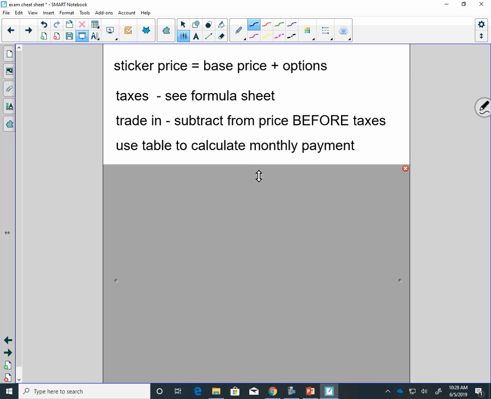Now we're going to pay for the car. How do you pay for the car? Just like paying for a house, there's the whole down payment thing. You subtract the down payment, but you're going to use the table. We gave you a table to calculate the monthly payment. Do you remember that table?